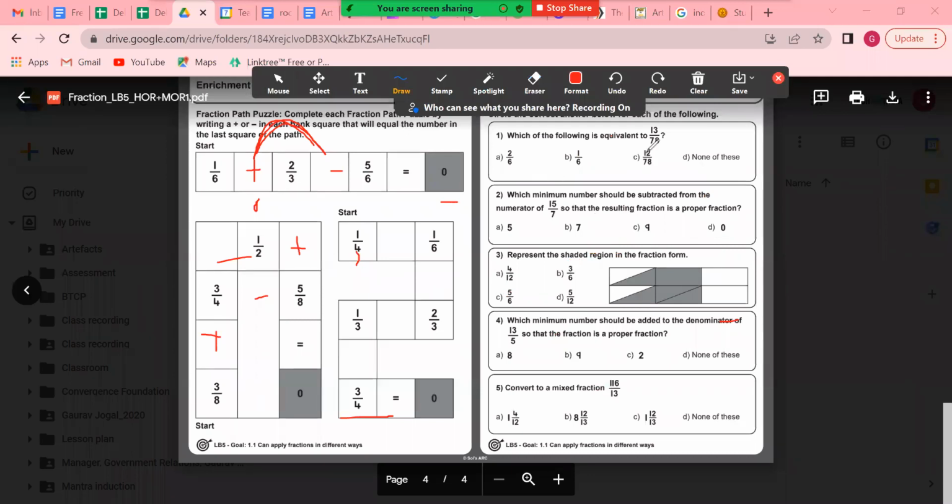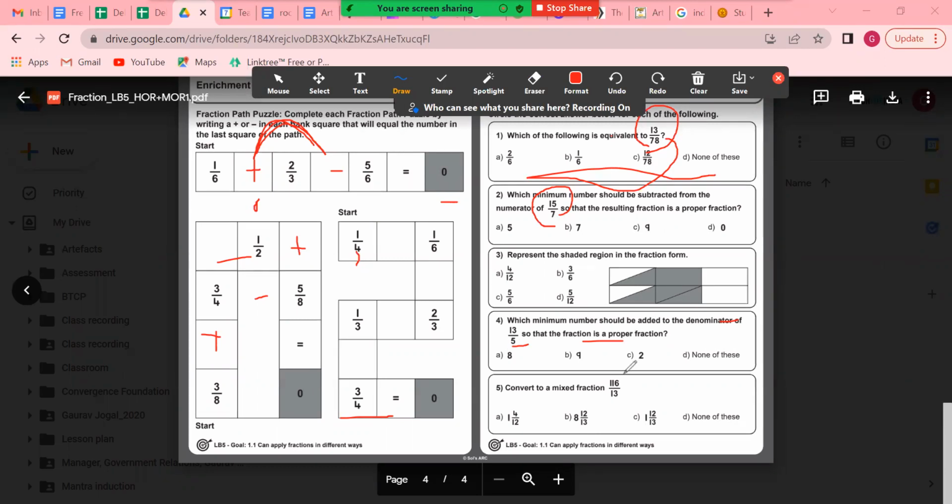Which of the following is equivalent to 13 by 17? Now if I reduce 13 by 78, which answer will come? Which minimum number should be subtracted from the numerator of 15 by 7 so the resulting fraction is a proper fraction? What should I subtract from the top to get this? Okay. Which minimum number should be added to the denominator? What minimum number should I add so that the fraction becomes a proper fraction? Proper fraction means the numerator on top is low and the denominator is high.